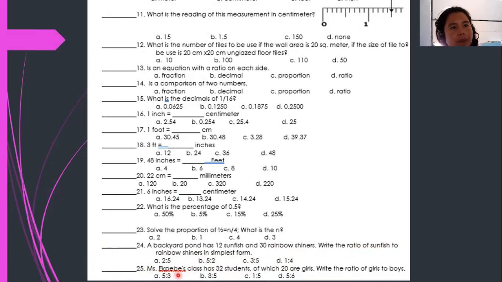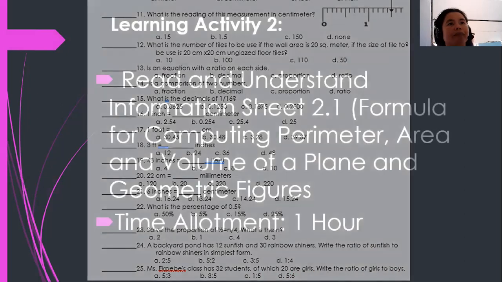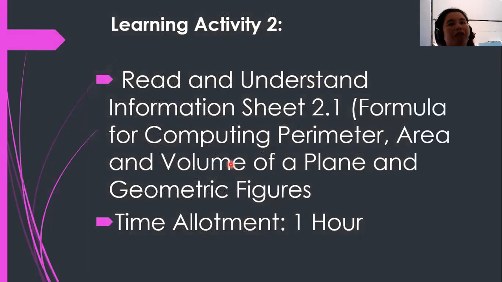Miss Ekbepes class has 32 students, of which 20 are girls. Write the ratio of girls to boys. A, 5:3. B, 3:5. C, 1:5. D, 5:6.